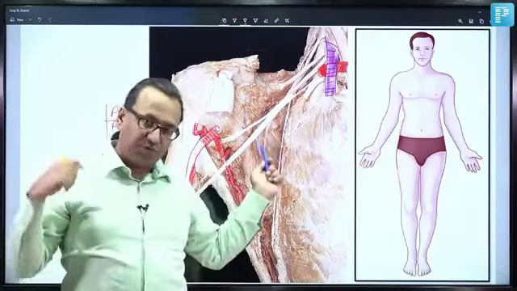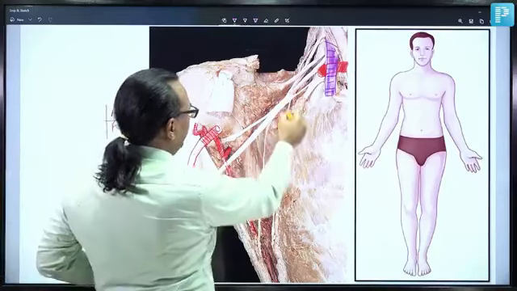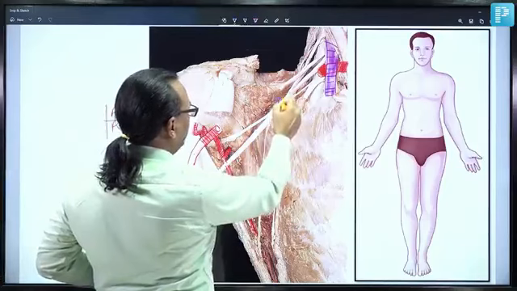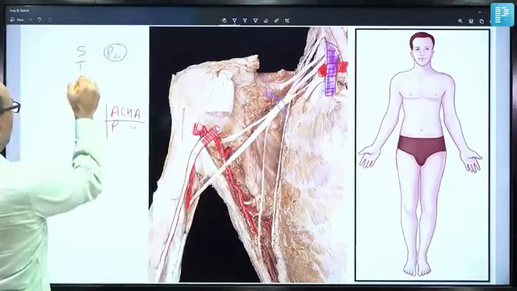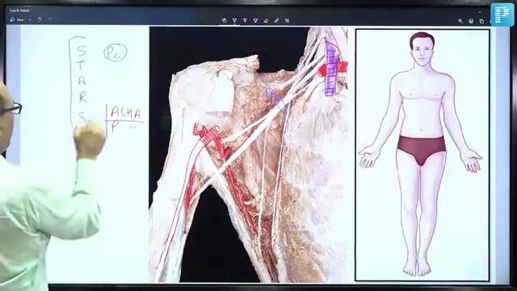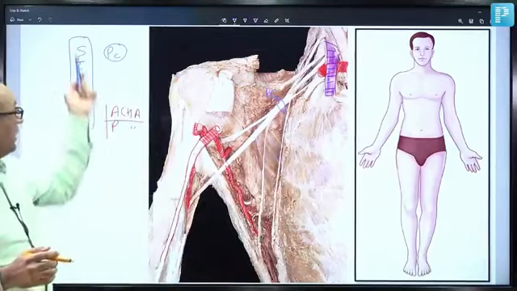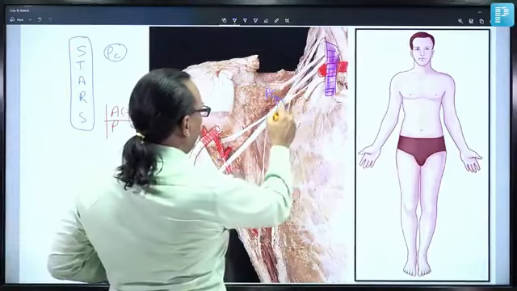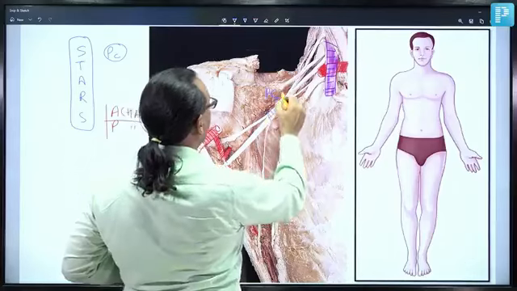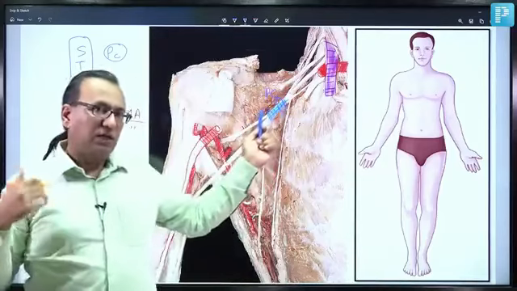Remember, 5 branches from the posterior cord of brachial plexus, STARS. Now, when you say posterior cord of brachial plexus is giving us 5 branches, the STARS, what is the full form of STARS? That is what we will discuss. But first, you mention how the posterior cord of brachial plexus is formed.